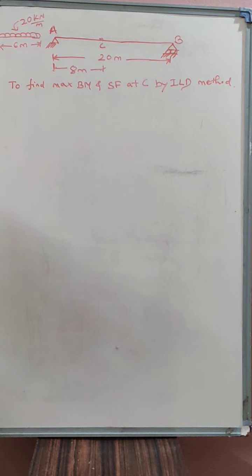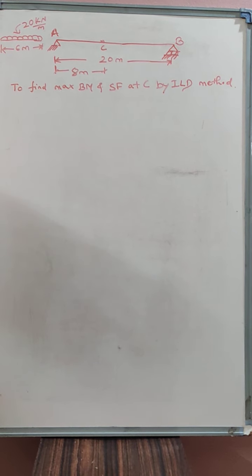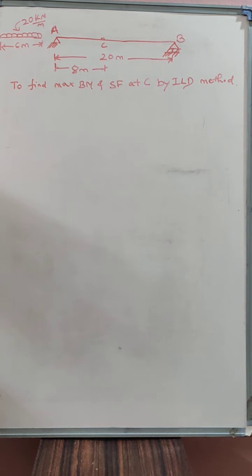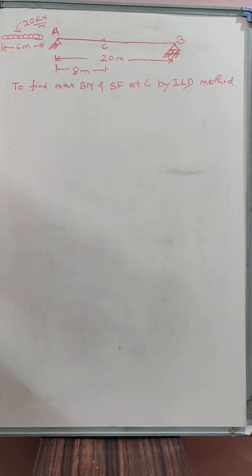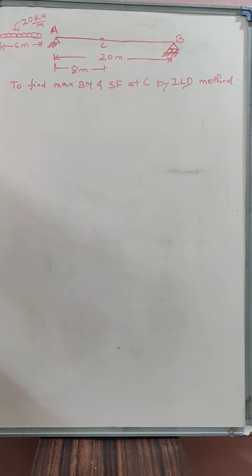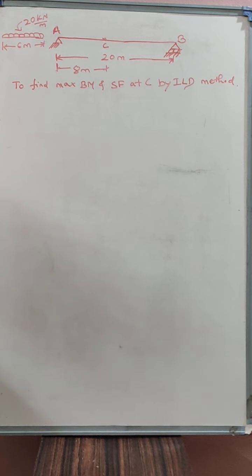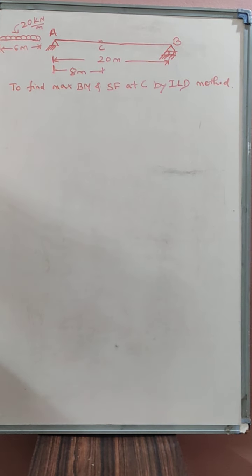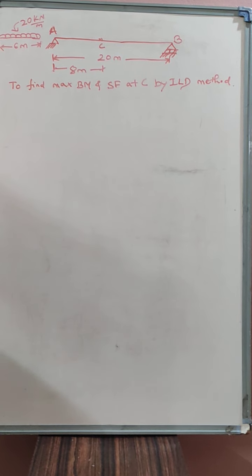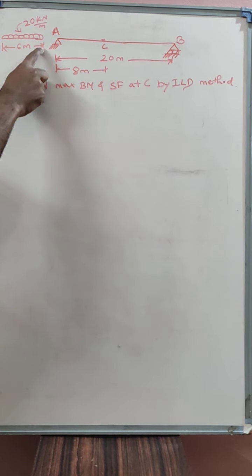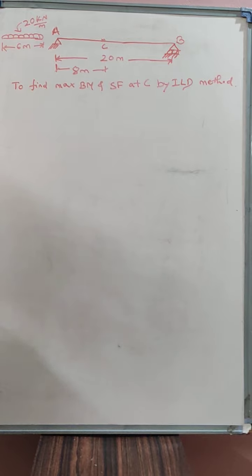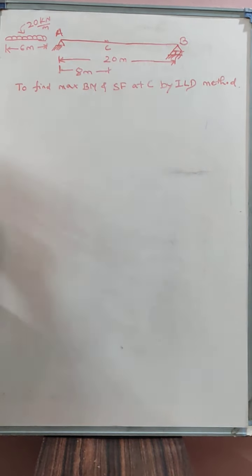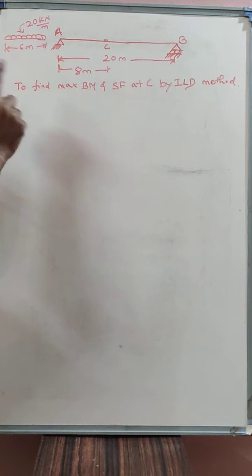So for that I have taken a problem, again the same beam which is of 20 meters span, simply supported beam, and then the section C is given which is 8 meters from A, that means 12 meters from B. Then there is a UDL which is 20 kilonewton per meter, and the length of the UDL is 6 meters.